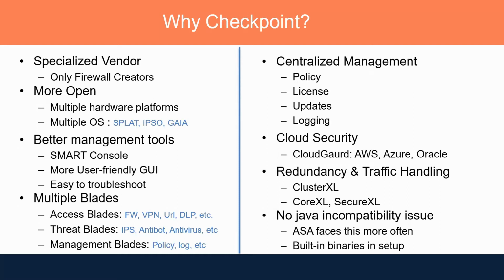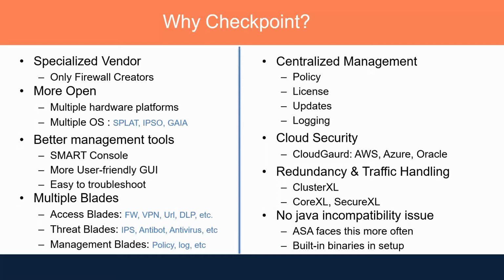Further, if we talk about blades, blades are the features which we can enable on the Checkpoint firewall. As per our requirement, we can enable different blades. Checkpoint supports different blades: access blades, threat blades, and management blades. Access blades are related to firewall, VPN, URL, DLP, and threat blades are related to IPS, antivirus. These are the threat blades which we can enable. The management blade we can enable on the management device, where we can use it to manage the policy, logs, etc.